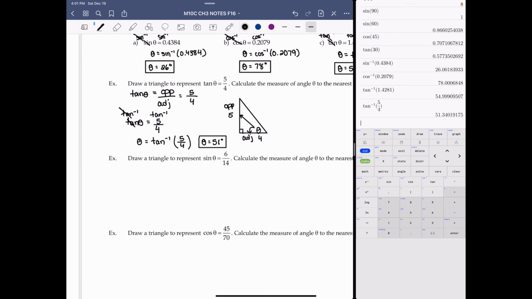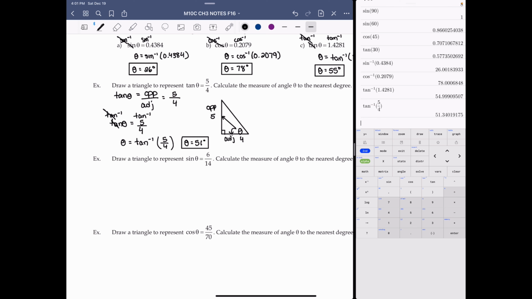Example, draw a triangle to represent sine theta equals 6/14. Calculate the measure of angle theta to the nearest degree. From our formula sheet, sine theta equals opposite over hypotenuse. In this example, it's equal to 6/14. So our opposite side is 6 and our hypotenuse side is 14.